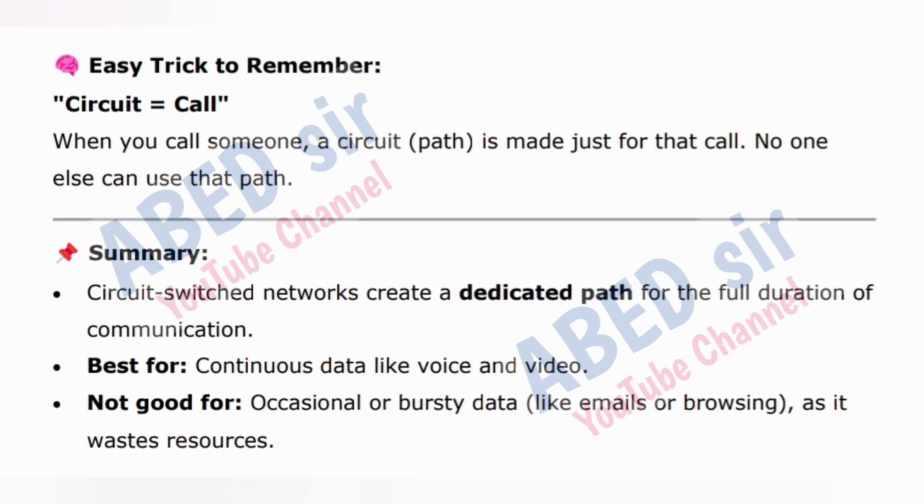Easy trick to remember. Circuit is equal to call. When you call someone, a circuit, path, is made just for that call. No one else can use that path. Summary. Circuit-switched networks create a dedicated path for the full duration of communication. Best for continuous data like voice and video. Not good for occasional or bursty data like emails or browsing, as it wastes resources.